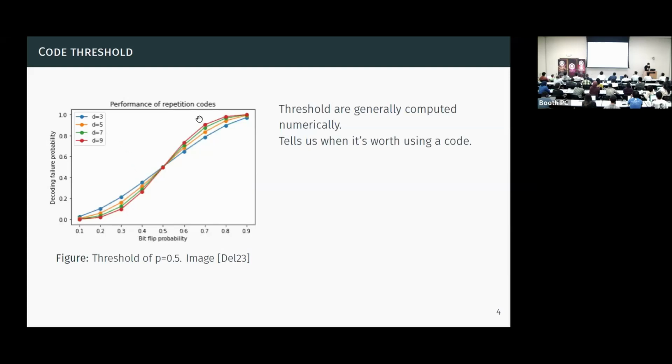And another way to see that is that d equals 3 is the code that we saw before. But if we have d equals 5 or 7 or 9, so that means we take one bit and encode it in 5 bits, right? So 0, 0, 0, 0, 0, or however many bits you want, then we actually suppress the error probability.